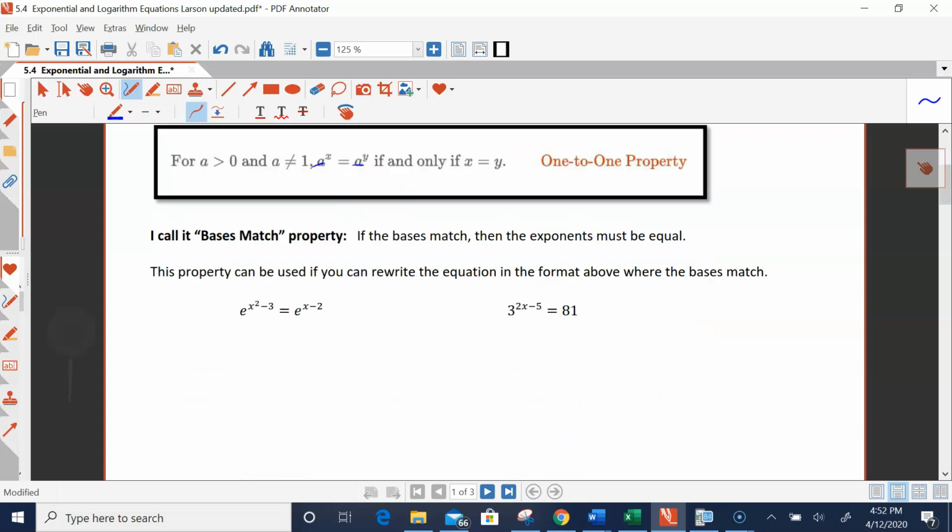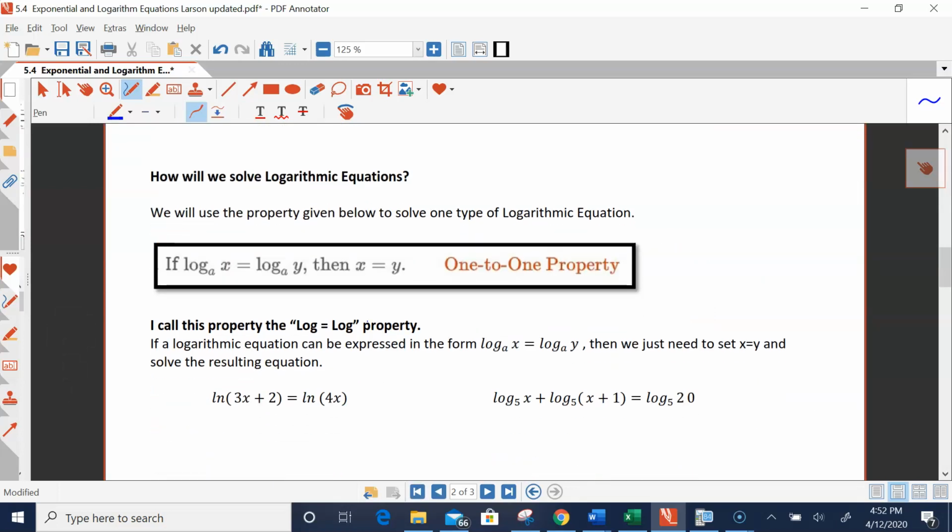Okay, then we had a one-to-one property for logarithms. That said, if you had log base a of x equal log base a of y, remember those two logarithms are matching, then x must be equal to y. So these are the simple exponential and logarithm equations we can solve using this one-to-one property.